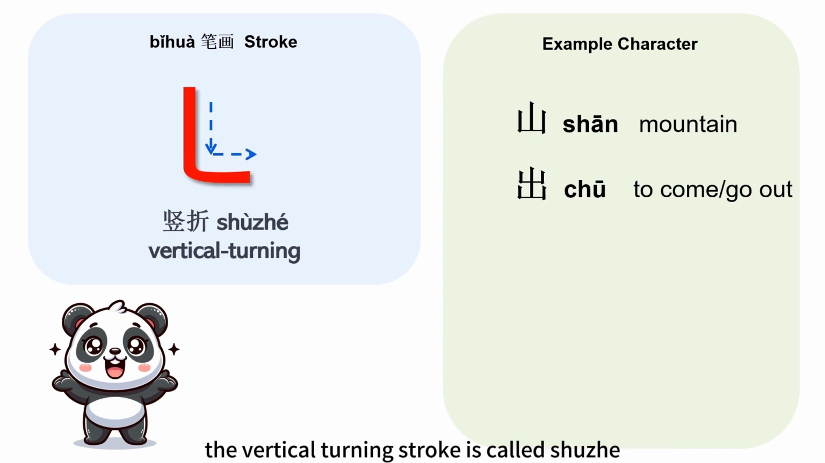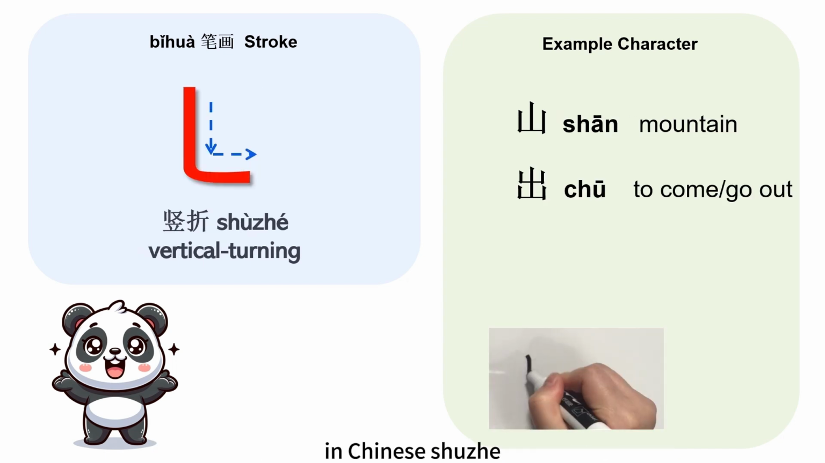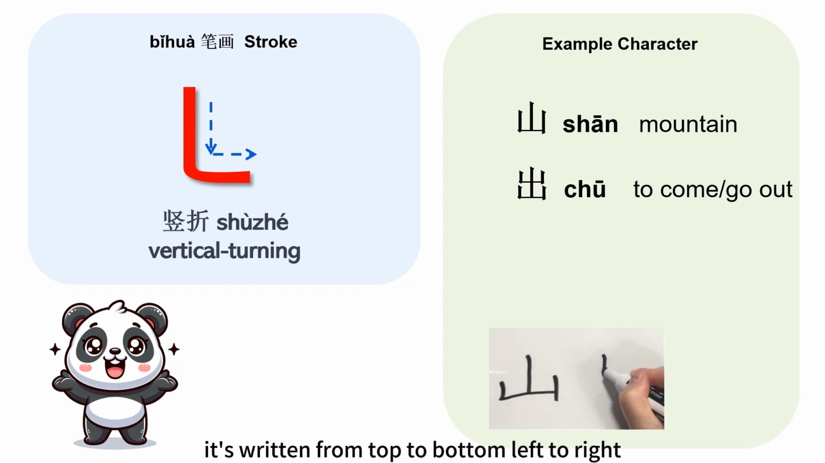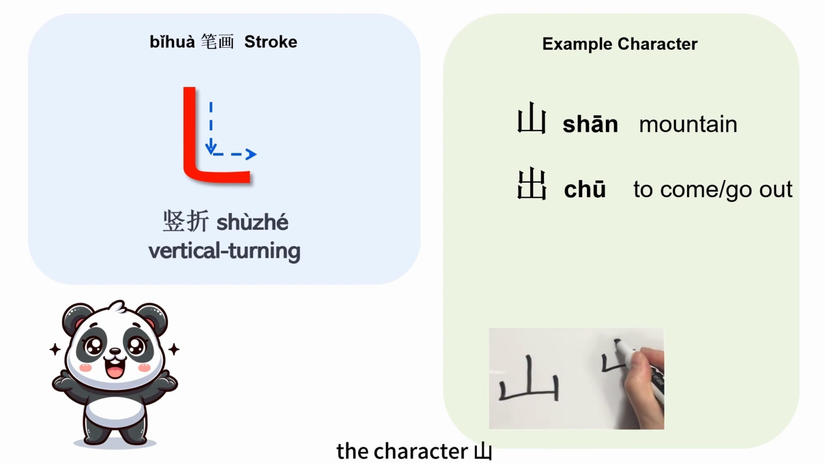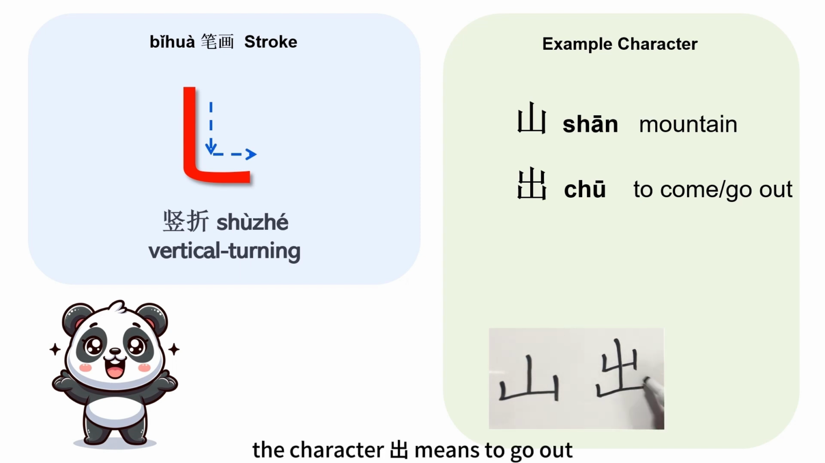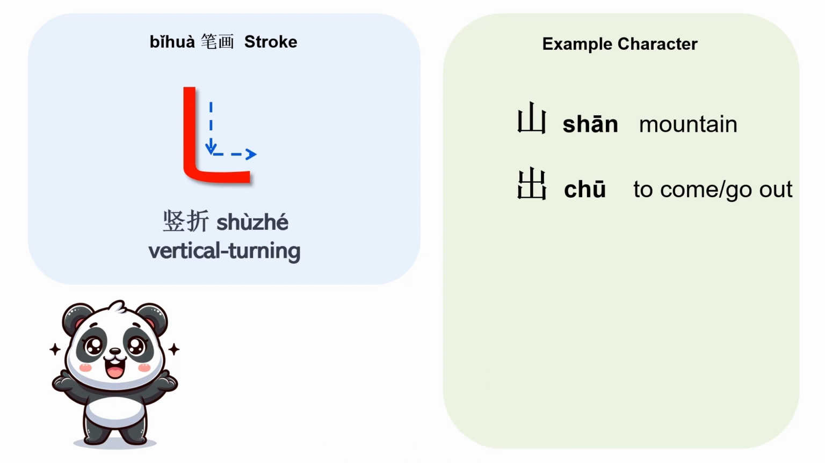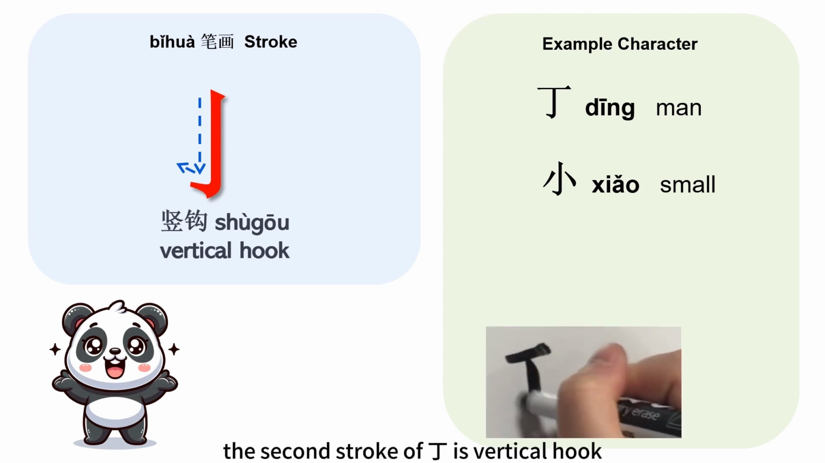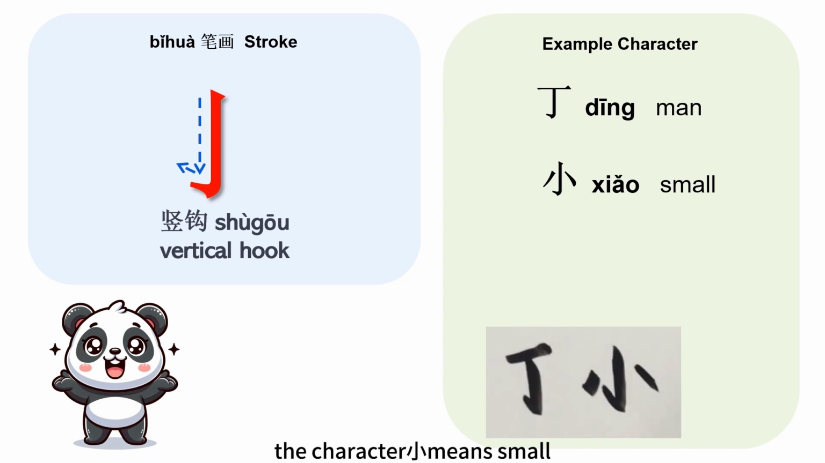The vertical turning stroke is called 竖折 in Chinese. 竖折. It's written from top to bottom, left to right. The character 山 means mountain. The character 出 means to go out. The vertical hook stroke is called 竖钩 in Chinese. 竖钩. The example character 丁 means man. The second stroke of 丁 is vertical hook. The character 小 means small.